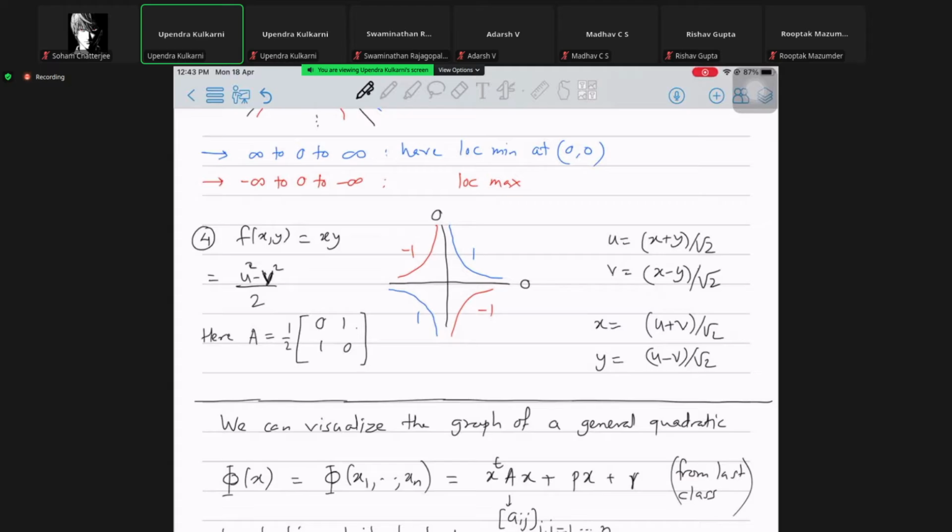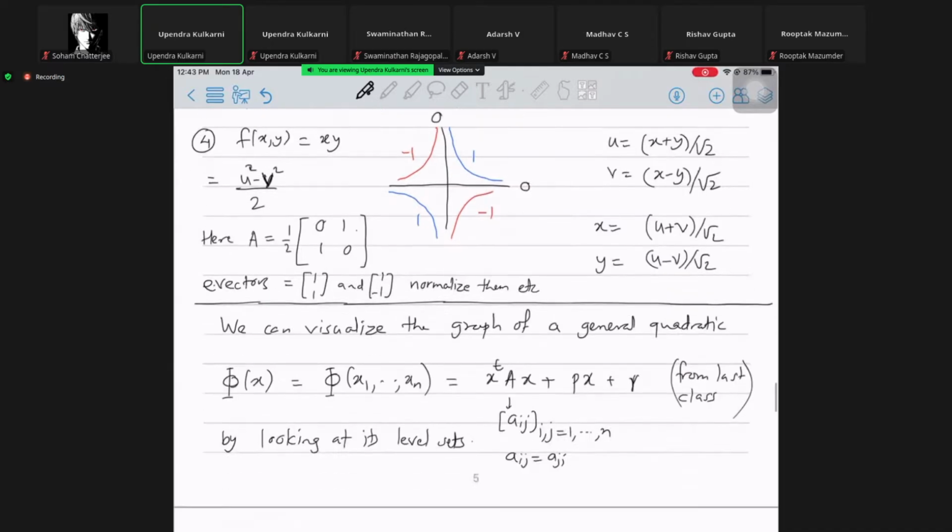I'm writing x and y in terms of new quantities u and v as vectors, right? I've just normalized those vectors. So I'm going to carry out exactly the same procedure. So eigenvectors are 1, 1. So normalize them, etc. Okay, so let's carry this out.